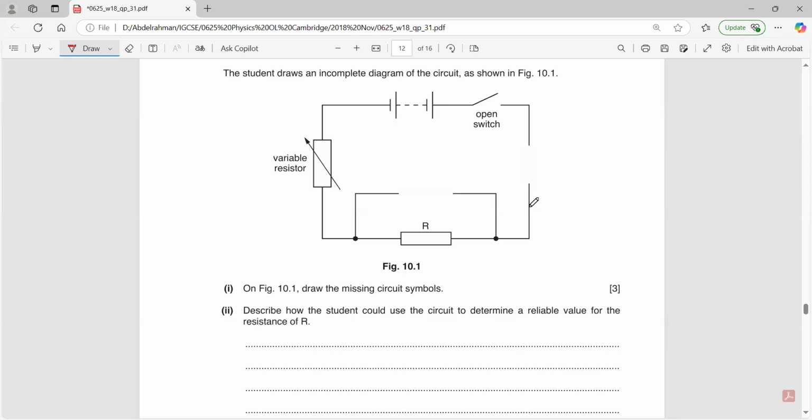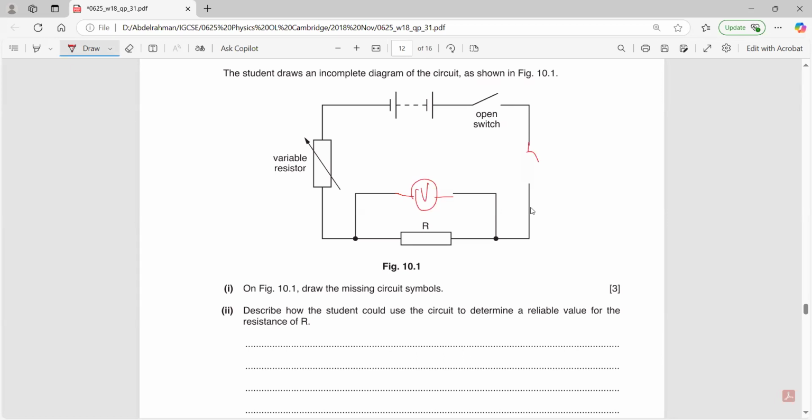So we need to find the voltage and the current. First of all, the voltage is found using the voltmeter. So we need to draw the voltmeter parallel to the resistor. Parallel to the resistor. This is the voltmeter.